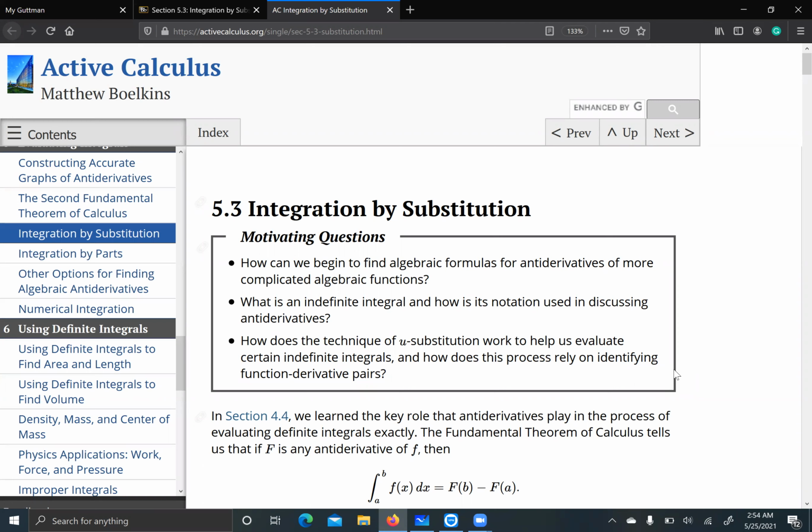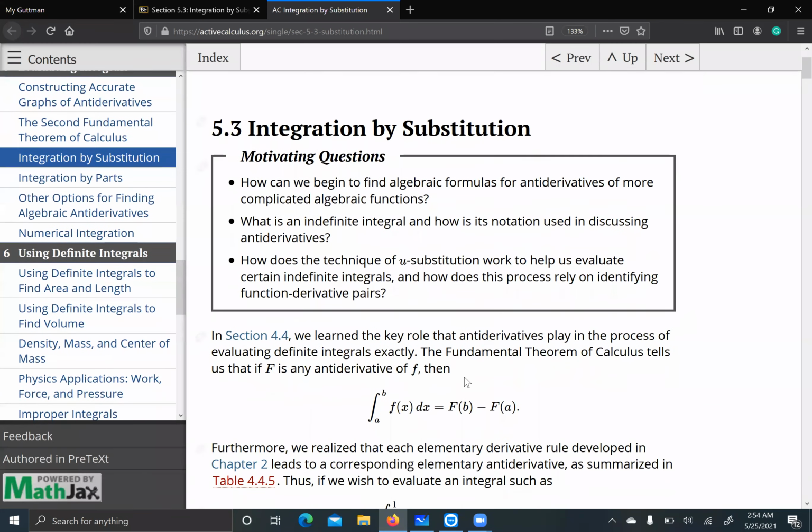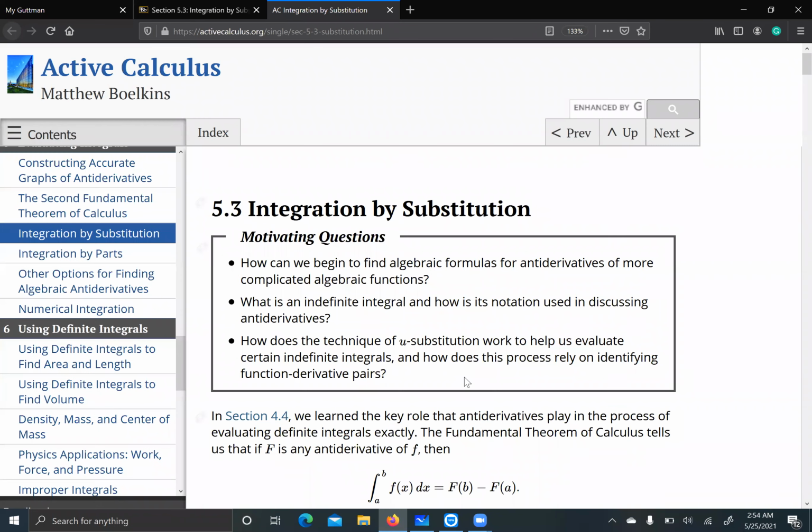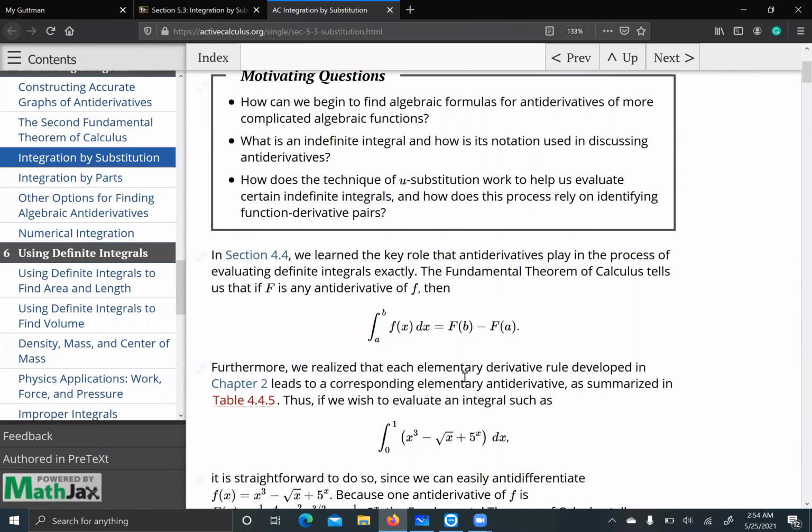In this video, we are going to study integration by substitution. So we defined the concept of integral, the definite integral, and we introduced the antiderivative. We introduced the fundamental theorem of calculus and the connection between the integrand and antiderivative. And here is the statement of the fundamental theorem of calculus.